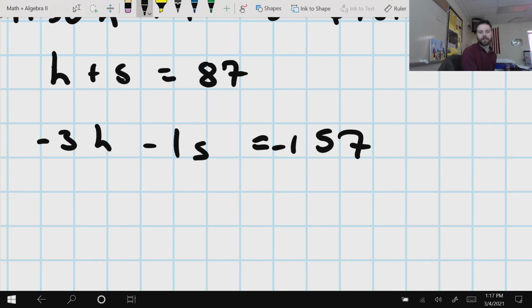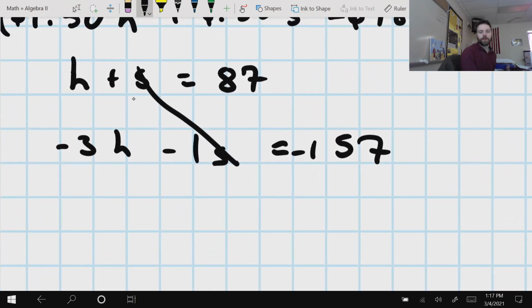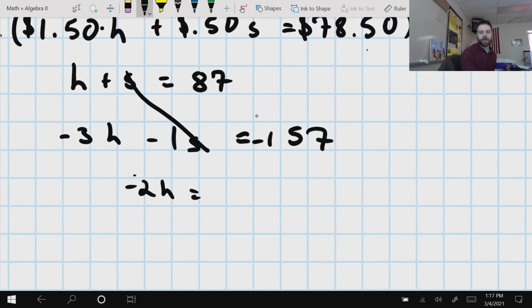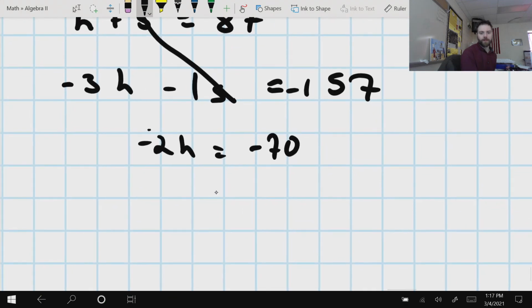So if you take a look here, positive s and negative 1s is going to cancel, so that's why I multiplied by -2. -2 times 50 cents, or 0.5, is going to be -1. So I'm left with -2h equals 87 minus 157, which is -70. Then divide both sides by -2, and you get h equals positive 35.